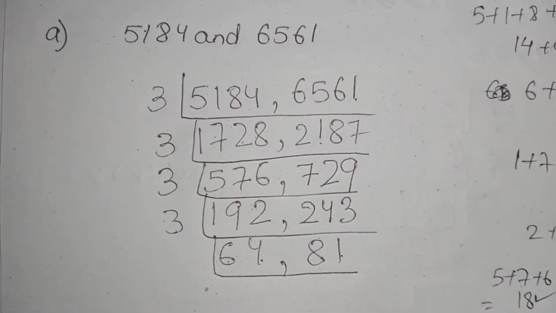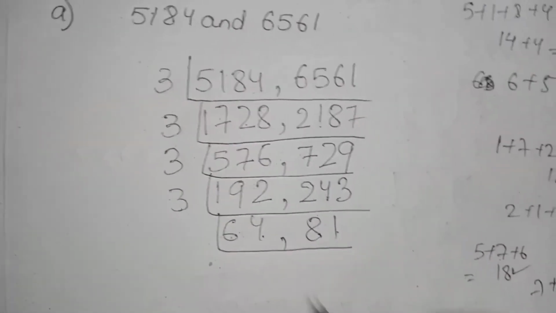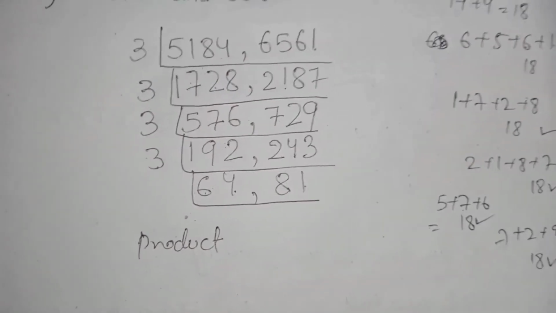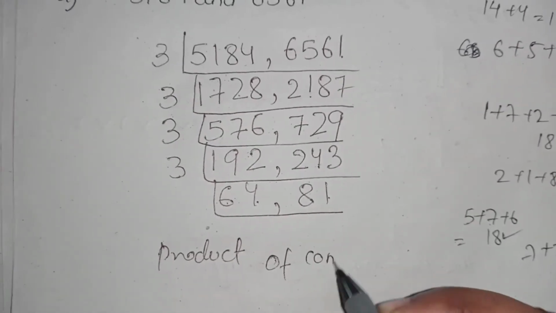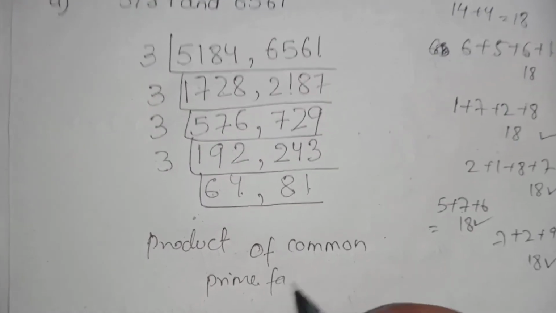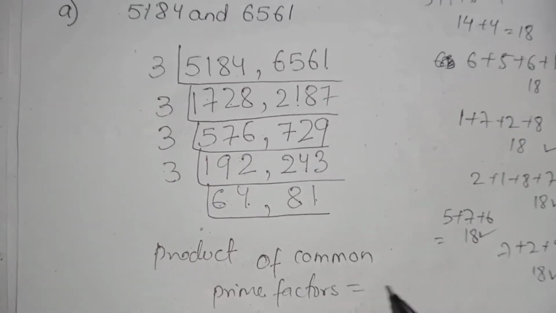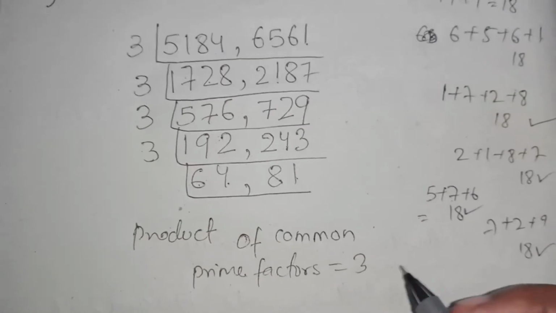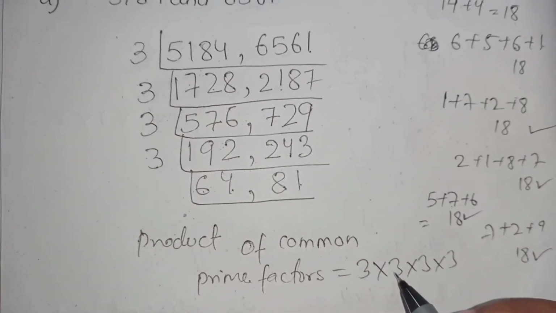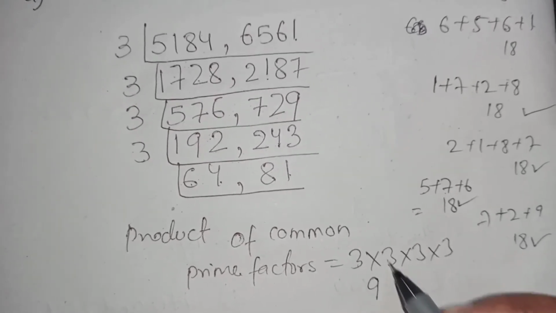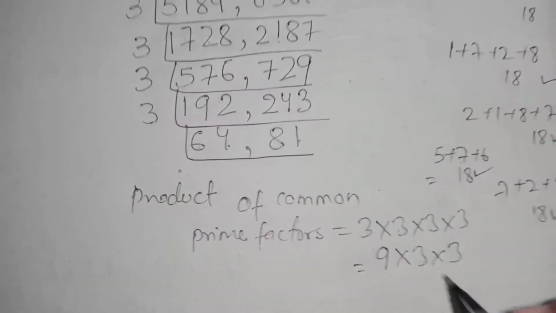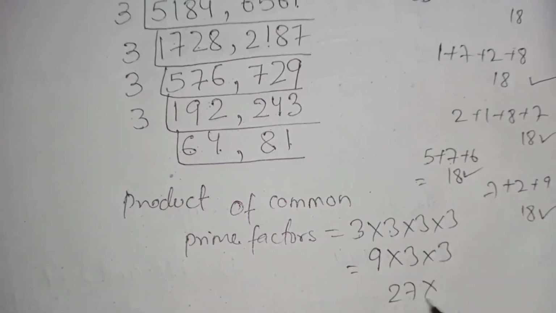Okay, now what you have to do is that we have to find the product. Okay, so product of common prime factors is equals to, what you have to do, there are 4 3's, that means you will multiply 3 into 3 into 3 into 3. 3 3's are 9. Okay, you can do one by one. 3 3's are 9. Okay, again you can write like this if you have any confusion. Then again 9 3's are 27 into 3.